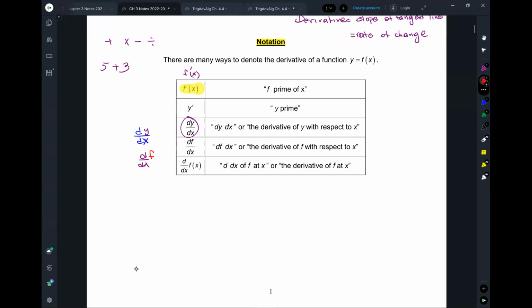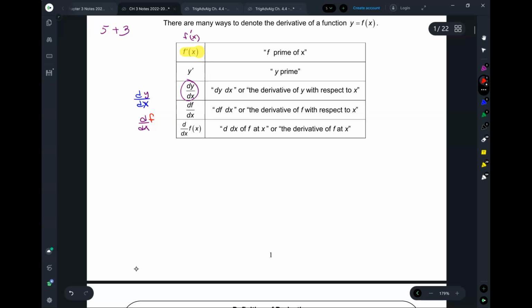So derivative is kind of like the concept behind the equation. That equation we said was the slope of the tangent line. In short, it's the derivative. So it's the same exact thing.